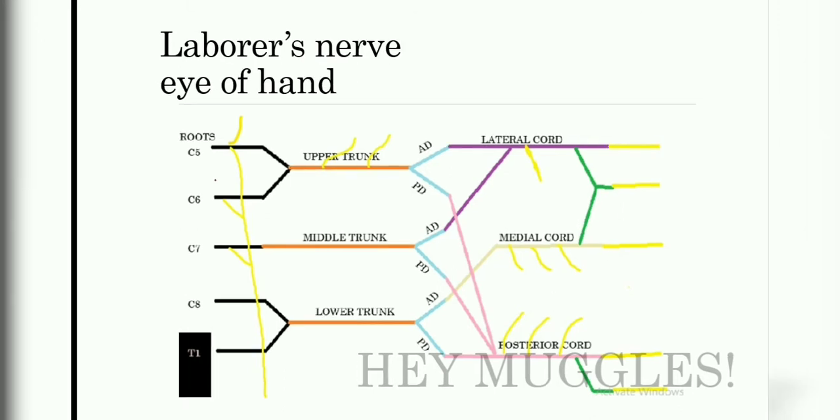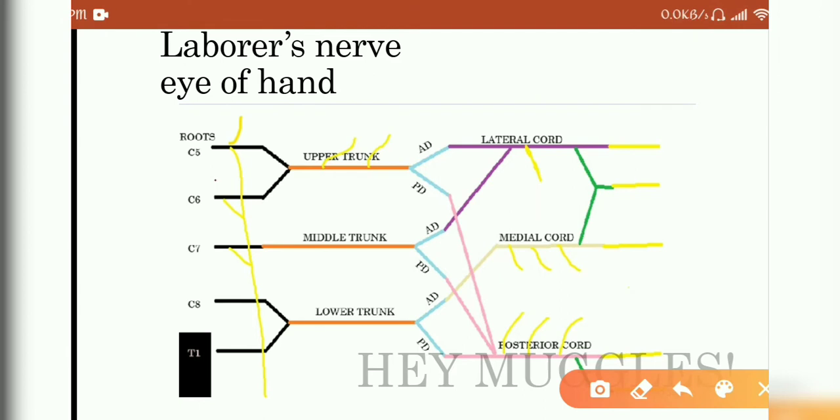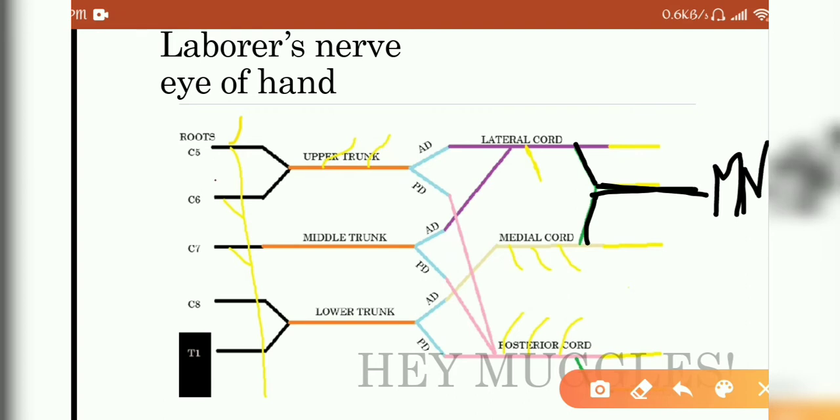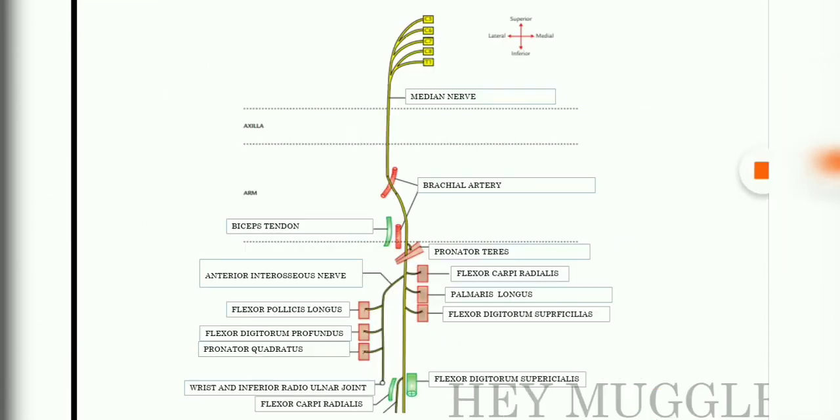So your median nerve originates from your brachial plexus in the axilla, right? It originates from your lateral cord and medial cord. So this is your median nerve. What is the root value of median nerve? It originates from C5, C6, C7, C8 and T1, right? So it originates from the lateral cord and medial cord of your brachial plexus.